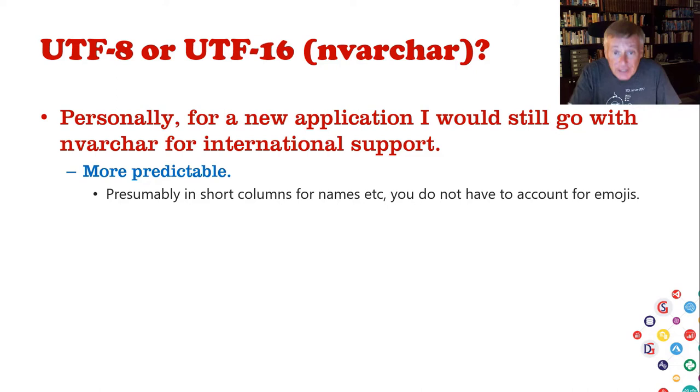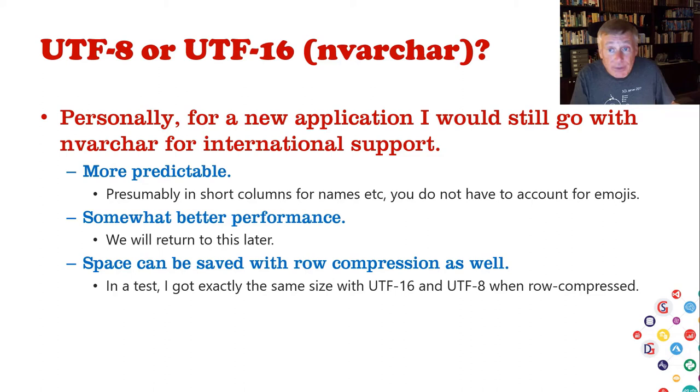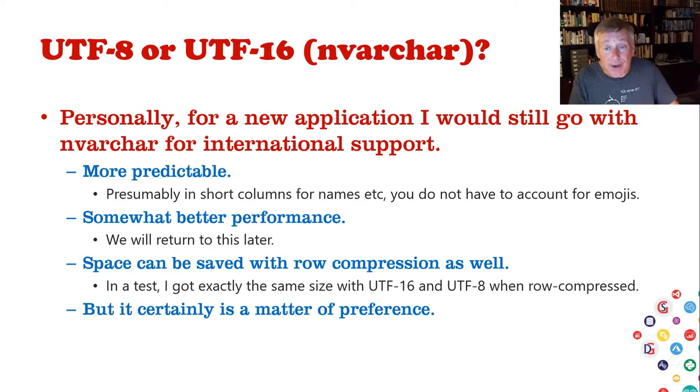For a free text column, yeah, 200 might be only 198, and maybe I can live with it. Performance: yes, I get somewhat better performance with NVarchar. I will return to this later on. And also, if you think about space, well, you can save space with UTF-16 as well. Use row compression. I did a test. I have a demo database that I use in other presentations. So I created that same schema, both in UTF-16 and UTF-8. There is mainly English data, but there's also some non-English data in that, although mainly in Latin characters, well, some Cyrillic as well. And applied row compression on both databases, exactly the same size, exactly the same size. But this is absolutely a matter of preference, and if you go for UTF-8, I will not come after you.